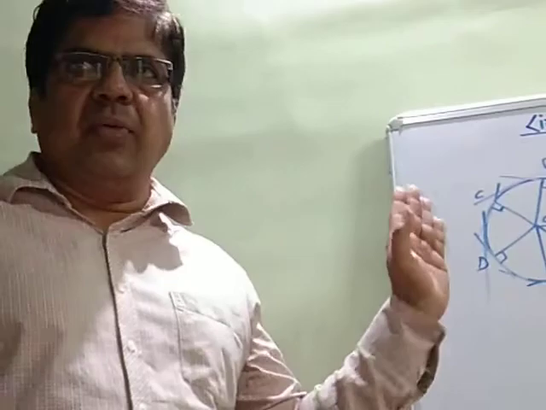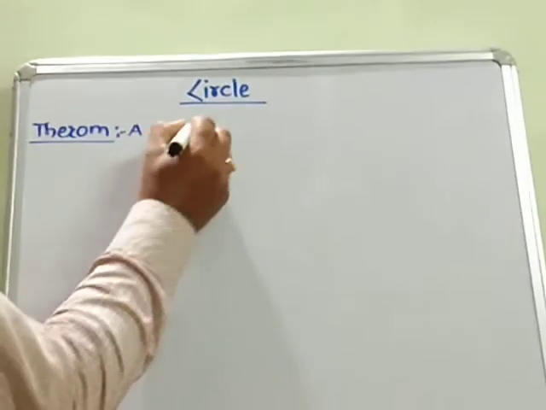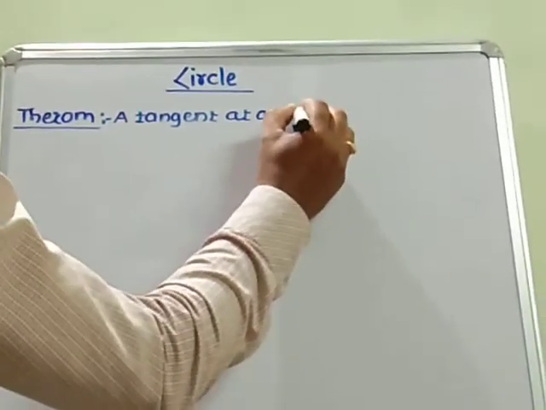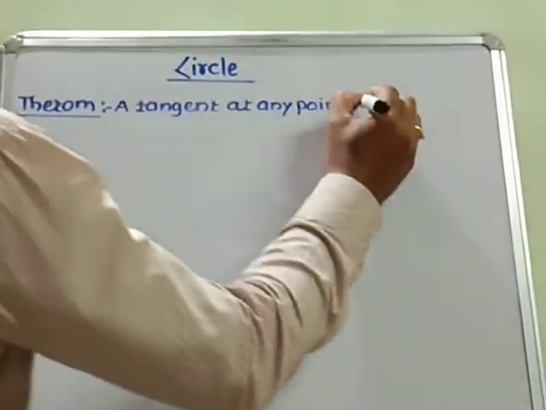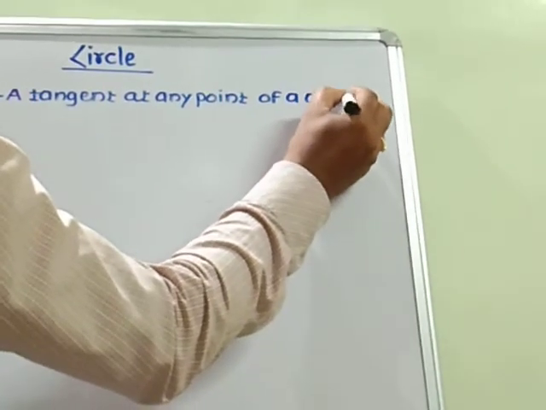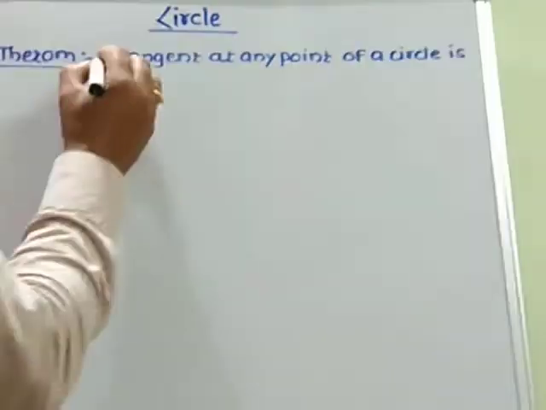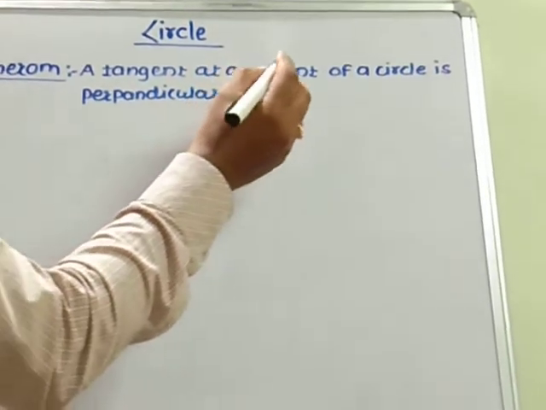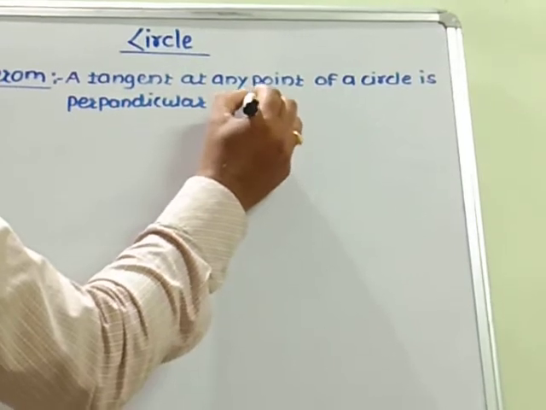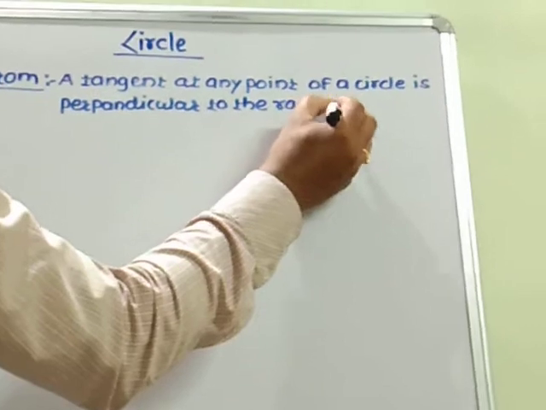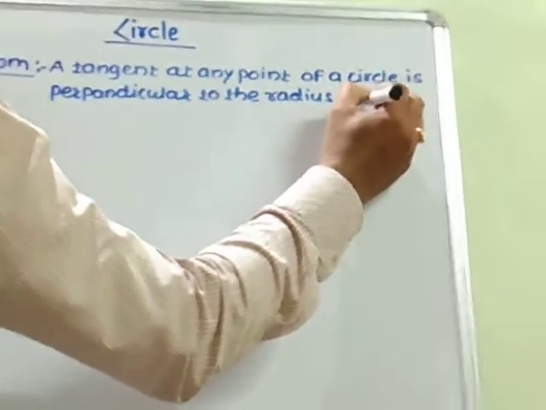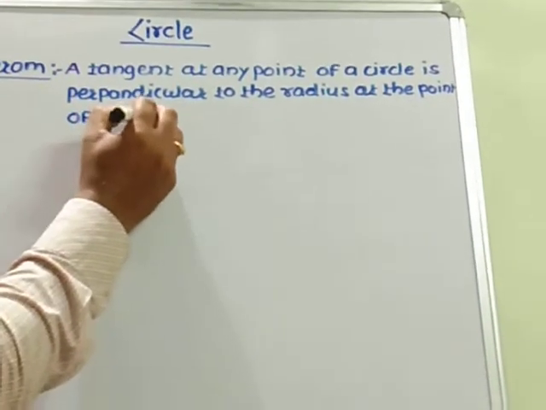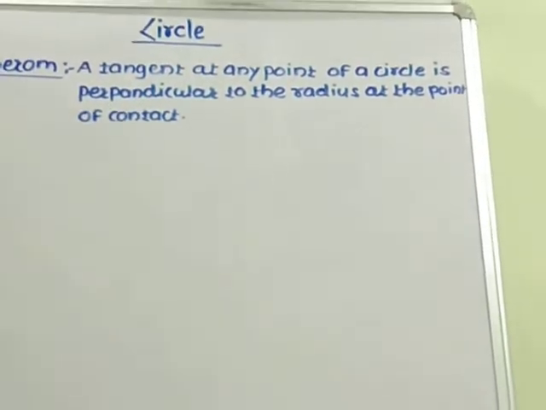Let's see the theorem regarding this. A tangent at any point of a circle is perpendicular to the radius at the point of contact. There is an indirect proof of this theorem.